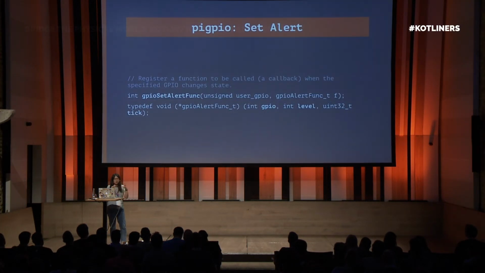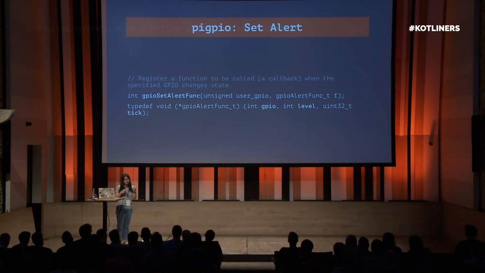But how does the callback work with Kotlin Native when calling a C library in this kind of circumstance? That's a moment you should always read the source code. When you look into the PiGPIO source code, there is a function called gpioSetAlarmFunc. It takes in the GPIO's number, and it takes in another function, which is a sort of callback.